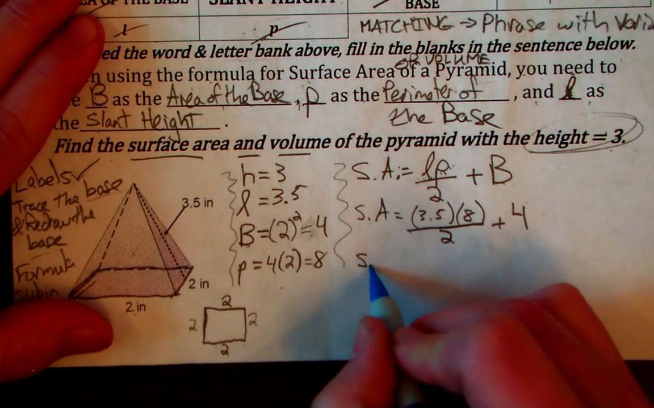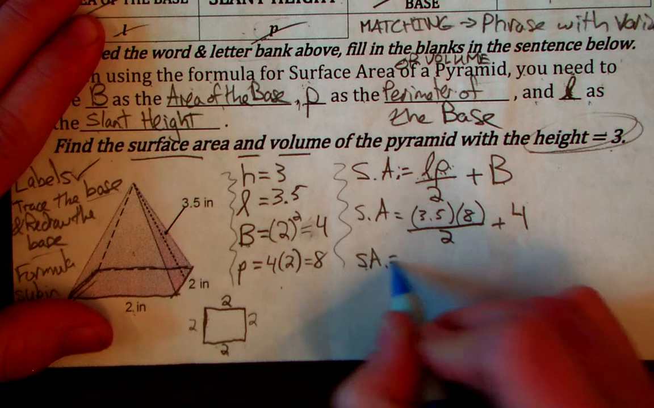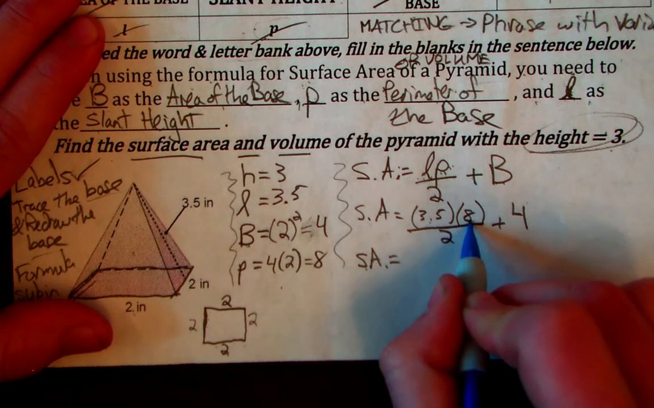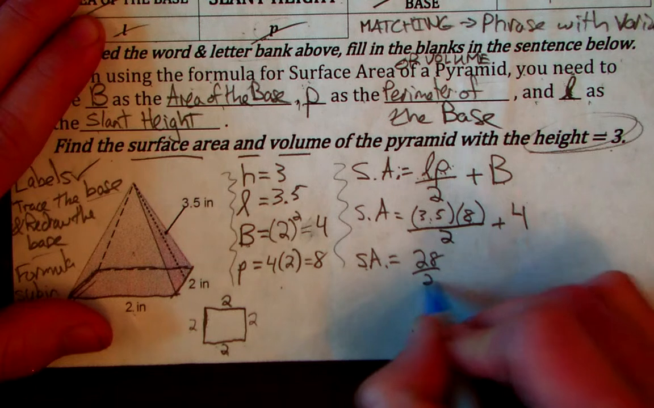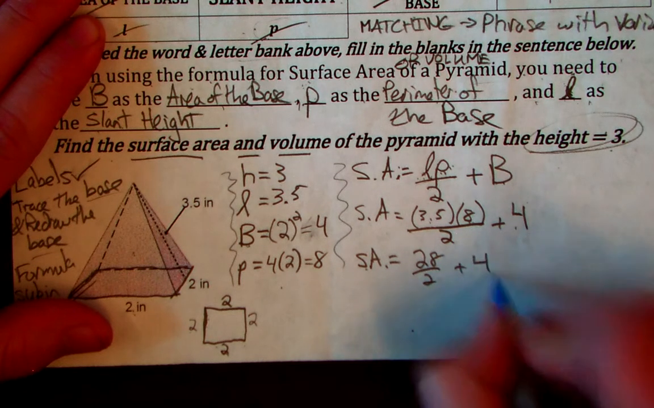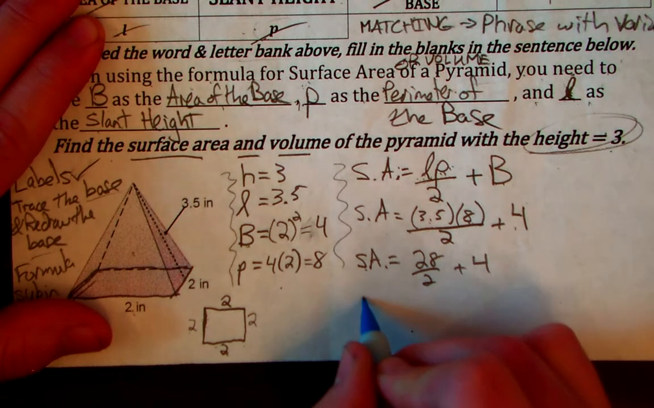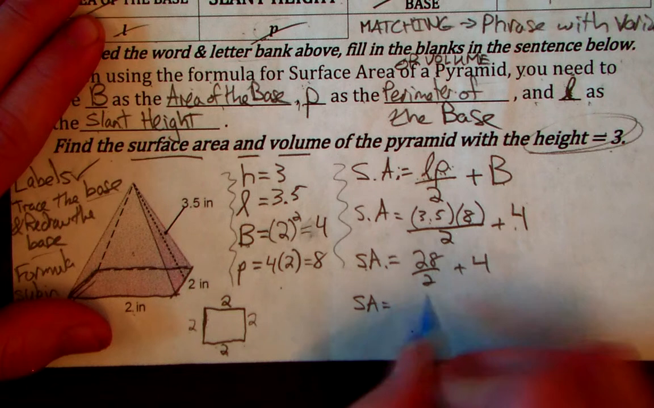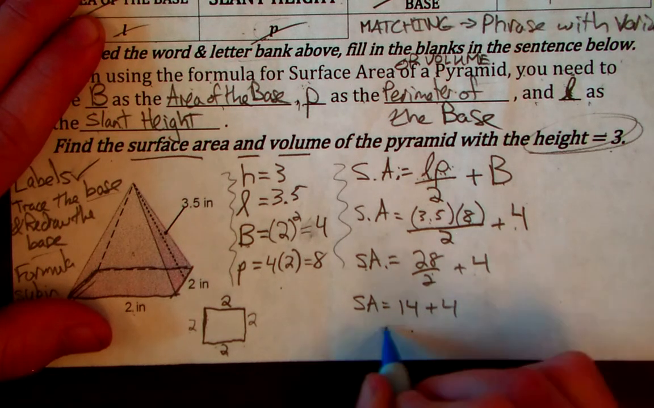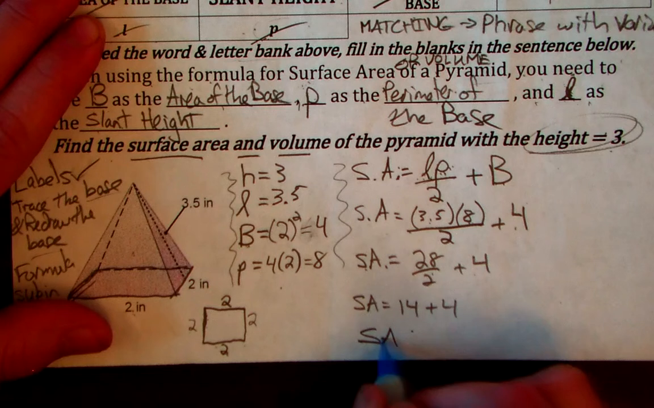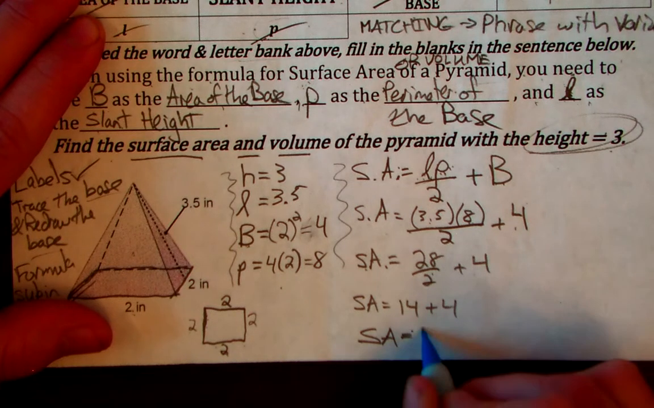Multiplying those values carefully. Again, I work in the numerator first. So I have 3.5 times 8 is going to be 28. So 28 over 2, and then everything else stays the same. Lastly, I have 28 divided by 2 is going to be 14. Bring down the rest. And so I have surface area is a grand total of 18.